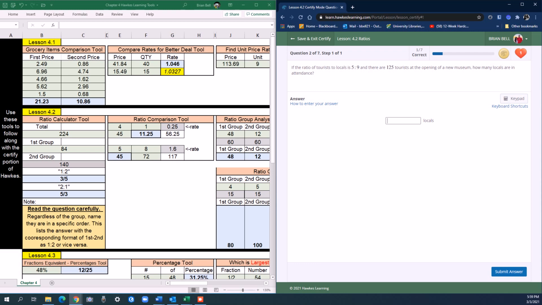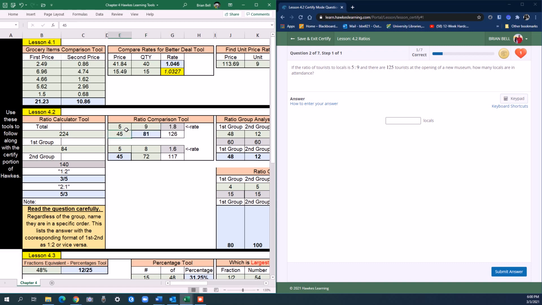All right, the ratio of tourists to locals is 5 to 9, and there are 125 tourists at the opening of a new museum. How many locals are in attendance? Okay, so here we could also use the ratio comparison tool. So let's try to see if we can do that. It says tourists to locals. So tourists is going to be the very first thing here. So we're going to say 5 to 9. Remember, that's the order here. 5 tourists to 9 locals.